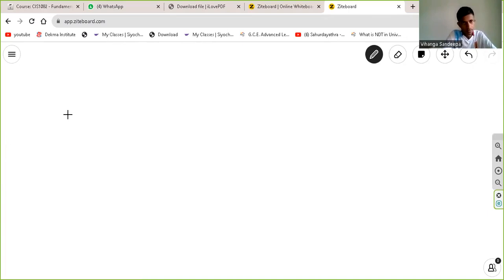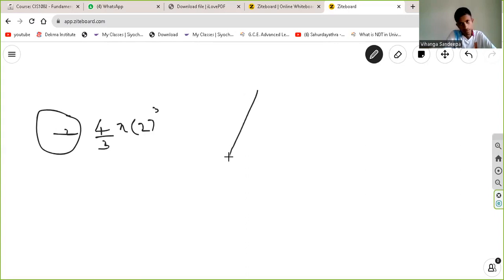A solid iron sphere of 2 centimeter radius is melted. So what is the volume of a sphere? 4 over 3 into pi r to the power 3. r means 2, so 2 to the power 3. It is melted and a solid right circular cone with the same volume as the sphere is made. So the volumes of these objects are equal.